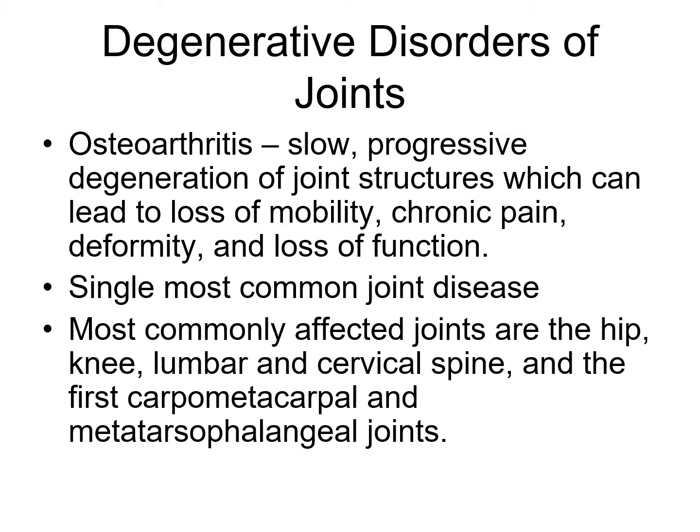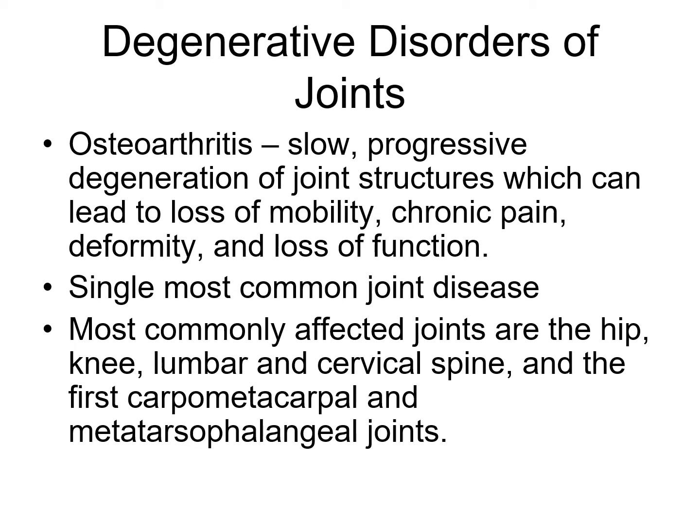Osteoarthritis is described as a slow progressive degeneration of joint structures which can lead to a loss of mobility, chronic pain, deformity, and loss of function. So loss of mobility is something we may measure through our impairment assessment in the examination. Chronic pain is pain which is present for more than 7 weeks duration. Deformity may be a slow progressive deformity such as a scoliosis, or we may see a person with an acute deformity such as a torticollis of the neck or a lateral shift of the spine.